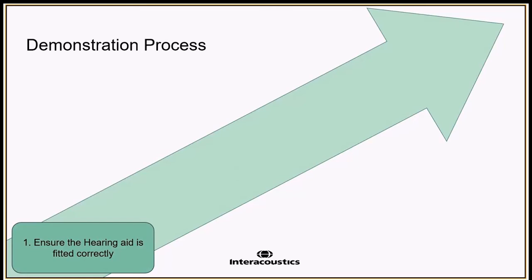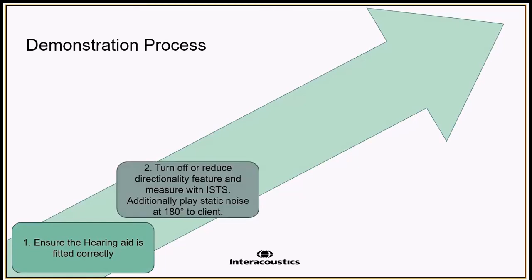And again, I've got another process. So first of all, make sure that your hearing aid is fitted correctly. We can then move towards playing an ISTS signal or a speech signal from the front and a noise signal from the back. And again, specifically static noise, similar to pink noise or white noise, or even a radio tuned out to give like a shh or a shushing noise, like running water almost.